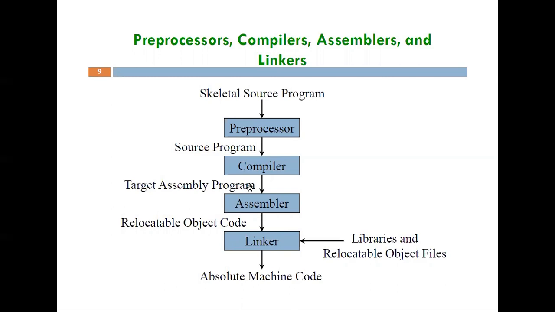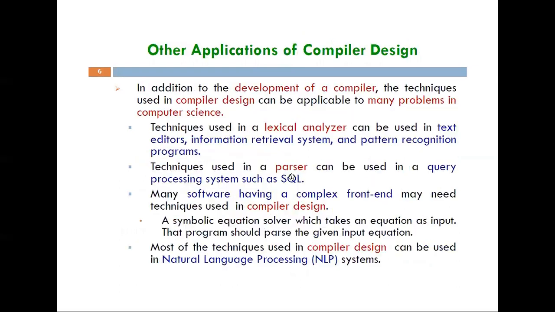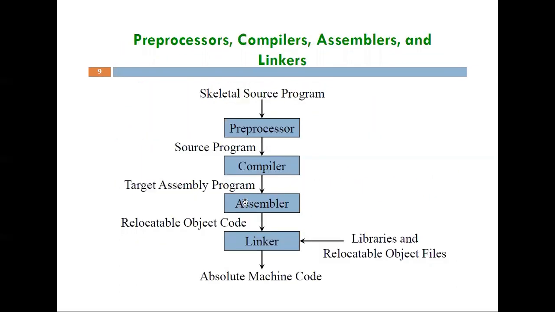Then that assembly language can be converted into machine level language by using an assembler. So what is the role of the assembler? It takes the assembly program as input and translates it into machine level language. Directly it won't produce machine level language. First it produces relocatable object code. By using the linker component, the relocatable object code can be linked to absolute machine code. Here it uses some libraries and relocatable object files. So these are all the cousins of the compiler, various other dependent components.